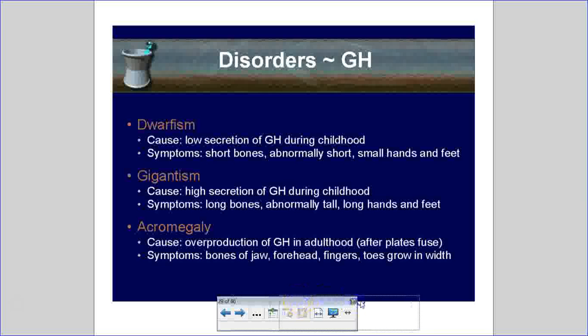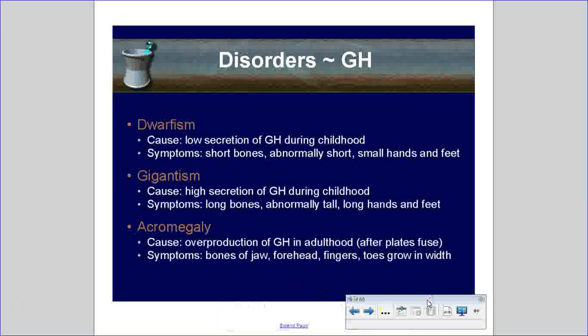There are a few disorders that you're responsible for that have to do with levels of growth hormone. The first two are fairly straightforward in understanding. So dwarfism happens, one cause for it is low secretion of growth hormone during childhood. So if it's lower than normal, then the bones are going to end up being shorter than they normally would. So normally our bones will grow from the growth plate and they grow lengthwise. So if there's not enough, then the person would be abnormally short and have smaller hands and feet.